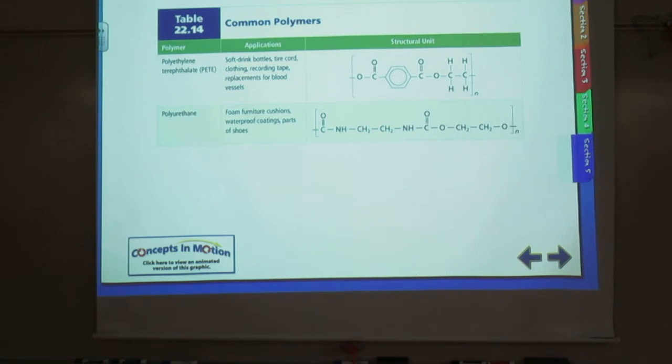And then on the bottom, polyurethane, found in cushions, waterproof coatings, things that you do not want to burn, do not want to get into the environment. There are a lot of different groups in there you can pick out that we've talked about in class.